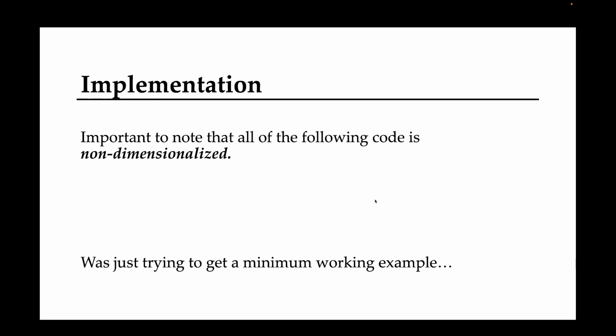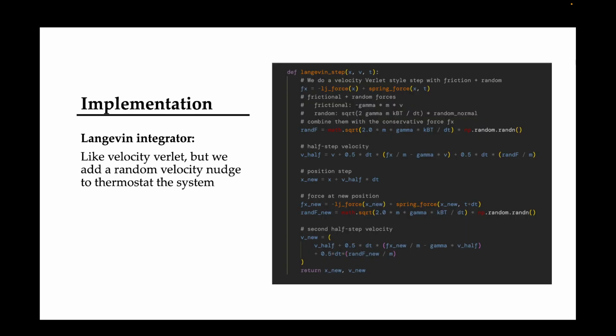And so let's talk about how I implemented this minimum viable example. Important to note is that all of the following code is non-dimensionalized. I've not messed about with units because it was kind of difficult to get this working in the first place. And so let's take a look.